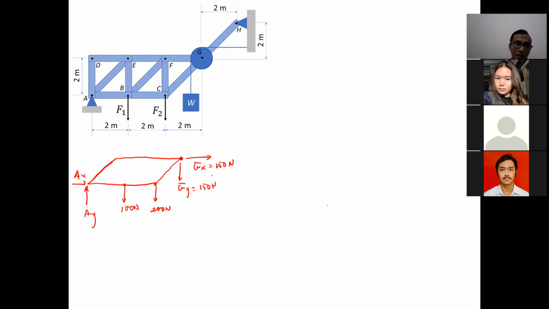What else do we have here? How about GH? Have we included it? Not yet, right? So we have to include FGH as well. So that's it. This is all the external forces happening to this particular simplified problem. So now our region of interest is just that one. Can we solve for AX, AY, and FGH?